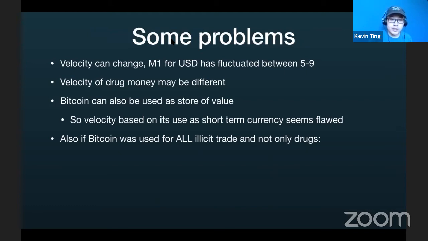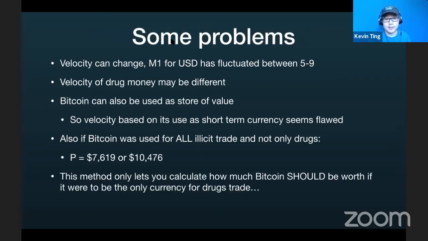Also, if Bitcoin was used for all illicit trades and not only drugs, then P would be calculated at 7,619 or even as high as 10,476. But this method only lets you calculate what Bitcoin's price should be if it were the only currency for the drug trade. Not that useful for fair value calculations if you think about it, because it can have other uses besides just being a currency for drug trade.